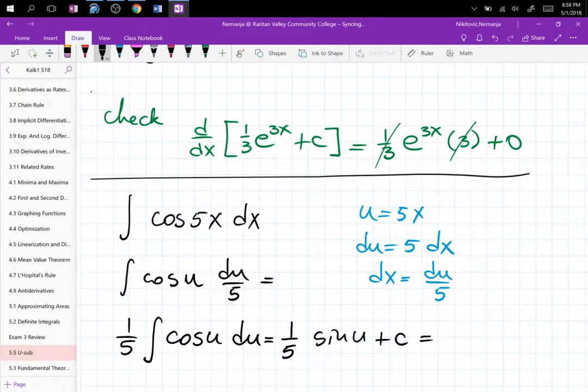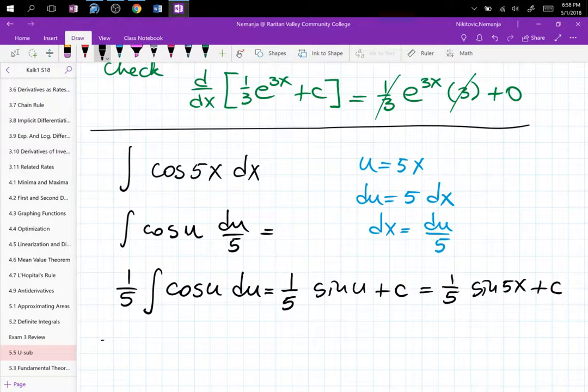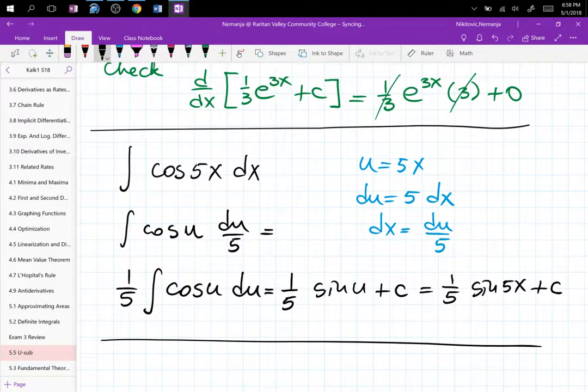And now we go back into our x variable. So 1 over 5 sine 5x plus c. And that's the answer. If you don't like it, you will try to prove it, or try to check it using the derivative. And you must get cosine 5x back when you differentiate your answer here.